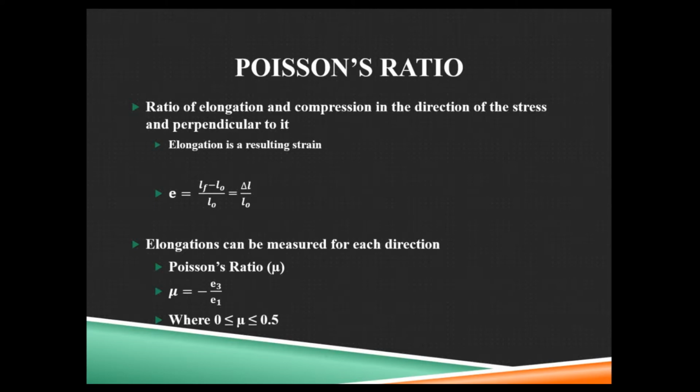Mu will always be between 0 and 0.5. If you get anything else, you know you did something wrong. Maybe you forgot your negative sign, maybe you calculated one of your e's incorrectly, maybe you used one of the wrong components, like you used e2 instead of e3. If it's not between 0 and 0.5, a positive value, recalculate your Poisson's ratio.